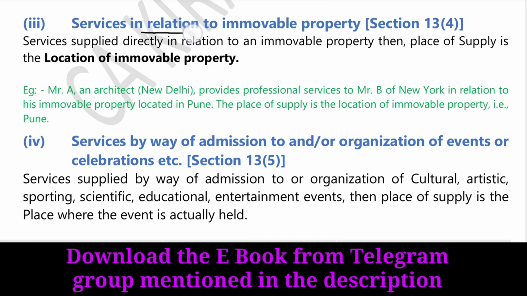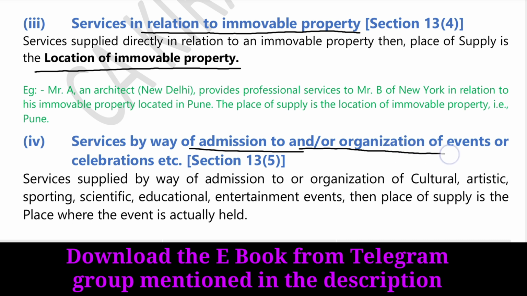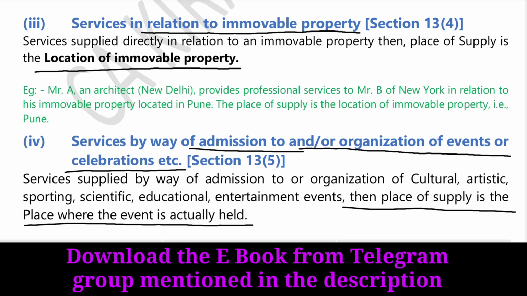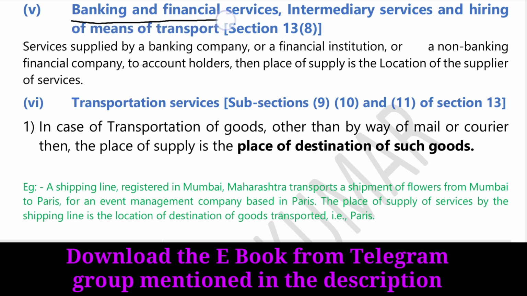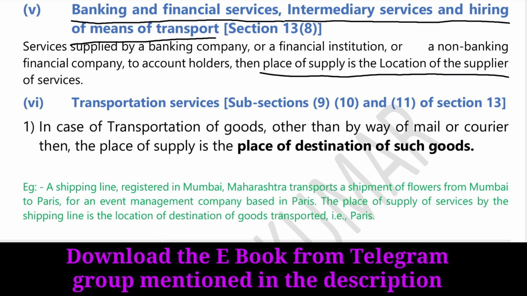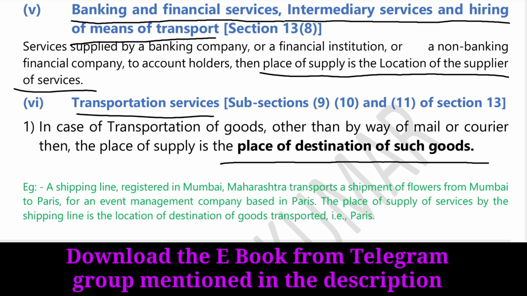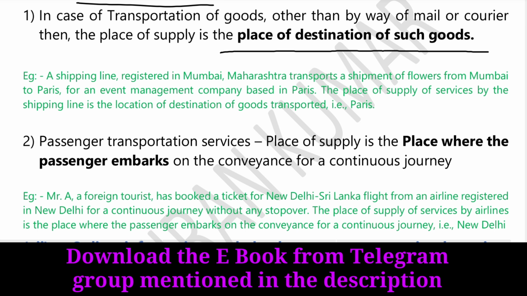And services in relation to immovable property, the place of supply will be the location of such immovable property. And services by way of admission to and organization of events or celebrations, in such case the place of supply will be the place where the event is actually held. And in case of banking, financial services, intermediary services, and hiring of means of transport, in such cases the place of supply will be the location of the supplier of services. And in case of transportation services, the place of supply will be the place of destination of such goods. And you can refer to these examples I have already clearly given.